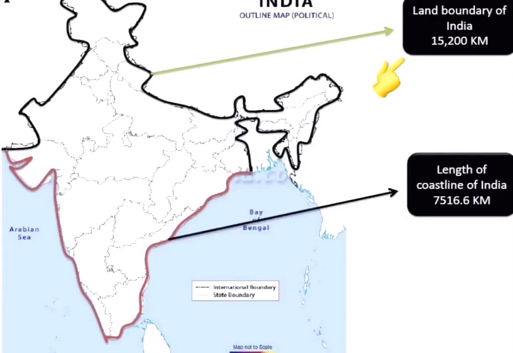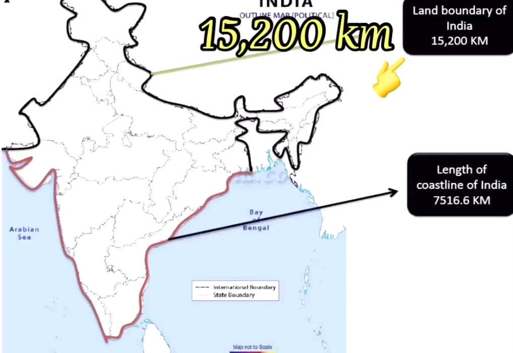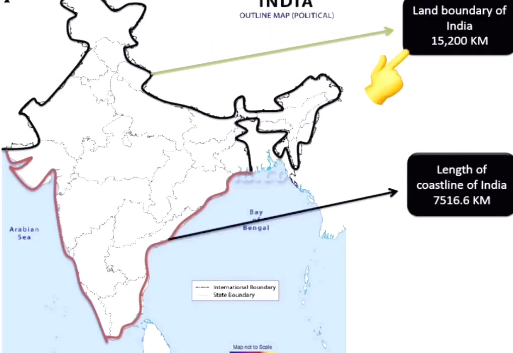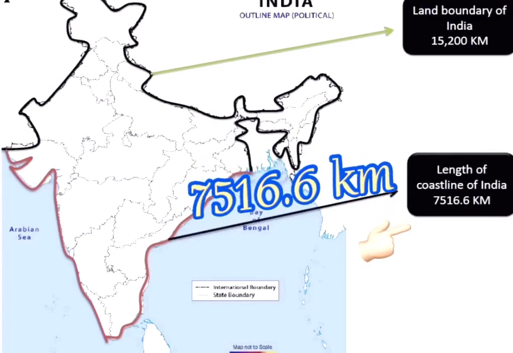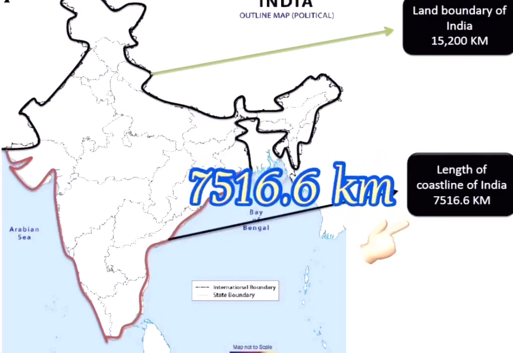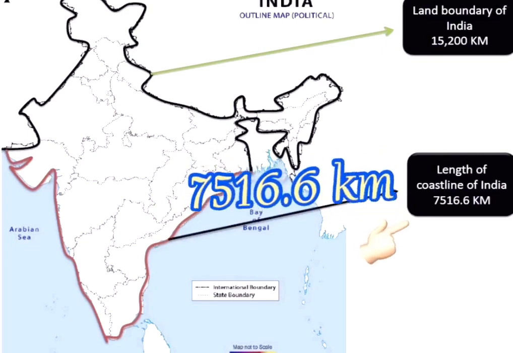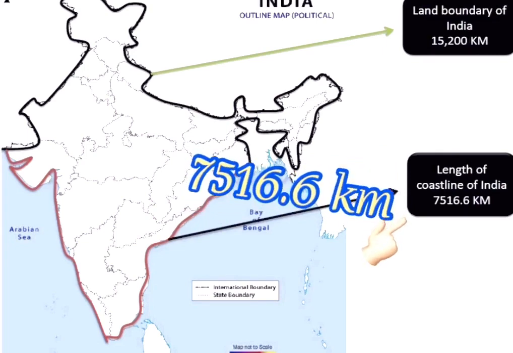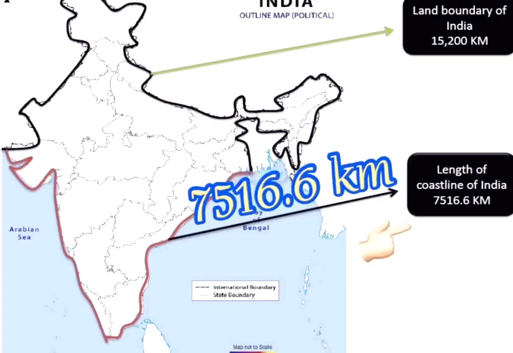The total land boundary of India, which it shares with the neighboring countries, accounts to be 15,200 kilometers. Yes, how much is it? 15,200 kilometers. In comparison, the sea boundary, or the boundary that the Indian coastline shares by sea, accounts to be 7,516.6 kilometers. Yes, it accounts to be 7,516.6 kilometers. So we can memorize this.